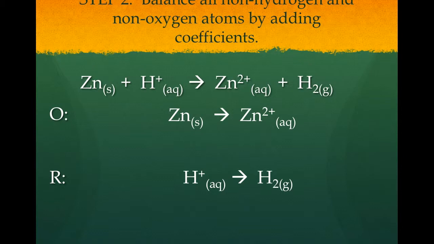All right. Step 2, we're going to balance all non-hydrogen, non-oxygen atoms by adding coefficients. Well, if we look here, the only non-hydrogen, non-oxygen that we have is zinc. Here I have 1 zinc. Here I have 1 zinc. Since the zinc is already balanced, I do not need to add any coefficients. So I am now finished with step 2.